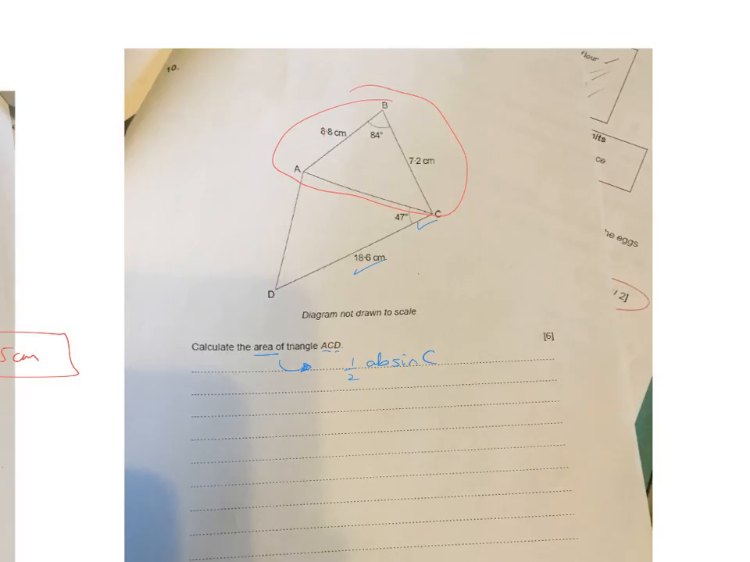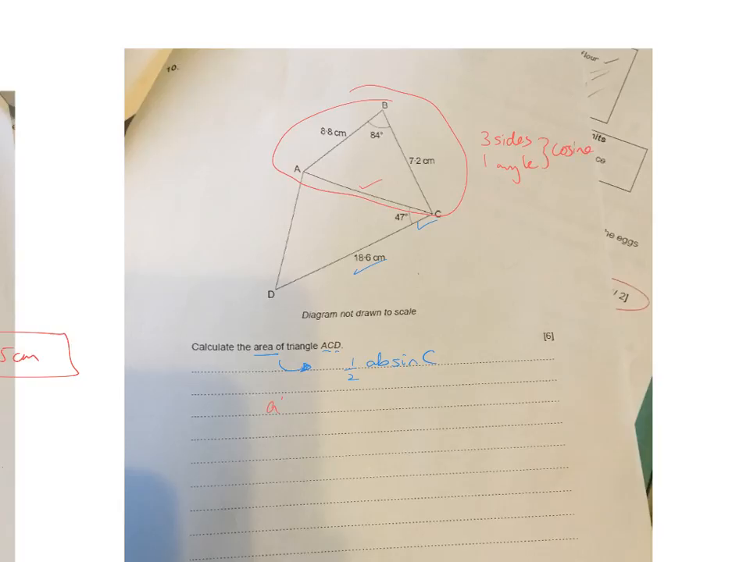Now, in this top triangle, I've got two sides and one angle already, and I want to know this side here. Okay, now because I want to know that side there, at the end of this question, I will know three sides and one angle. If I'm told that, that is telling me to use the cosine rule.